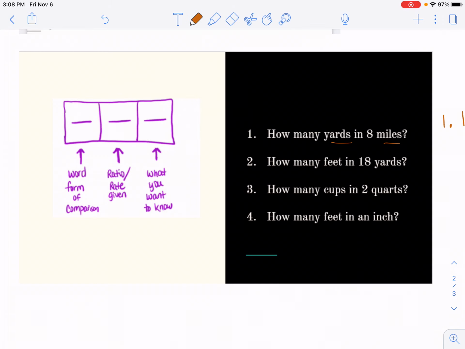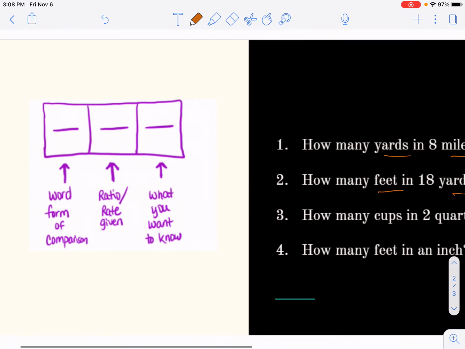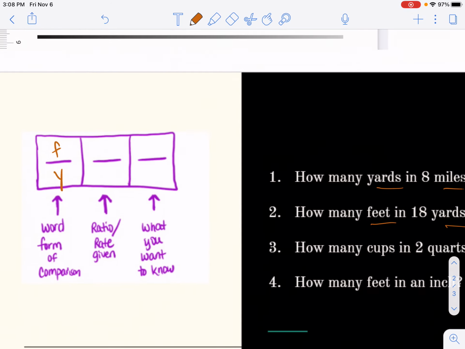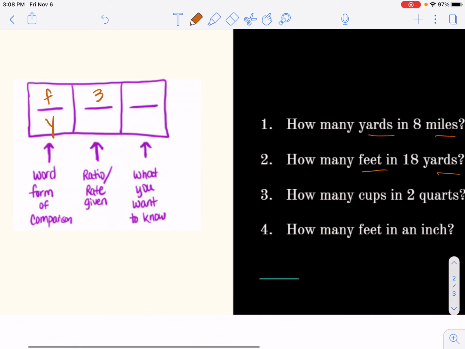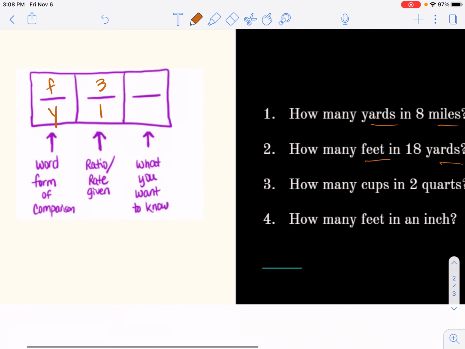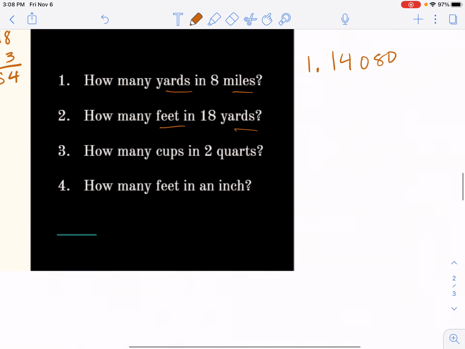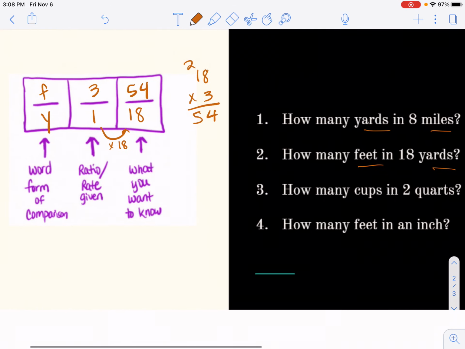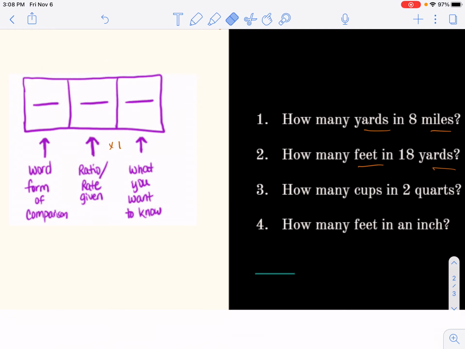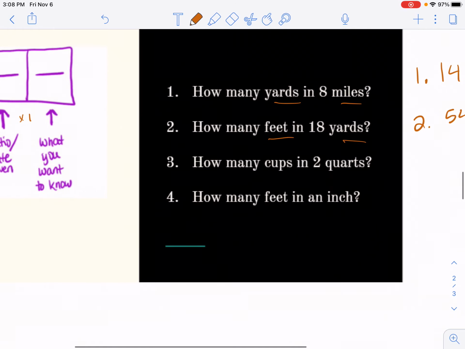Number 2 wants to know how many feet in 18 yards. So I'm talking about feet in yards. Now you could use your star chart, or you could just memorize that there are 3 feet in 1 yard. And I'm trying to figure out how many are in 18 yards. So I'm multiplying by 18. So 18 times 3. 3 times 8 is 24. So my answer is 54. So 54 feet. And I forgot my units on my top one, so I'm going to fix that. Yards.